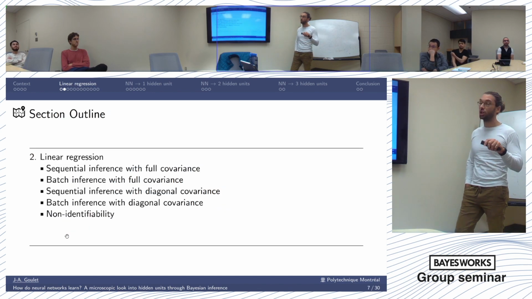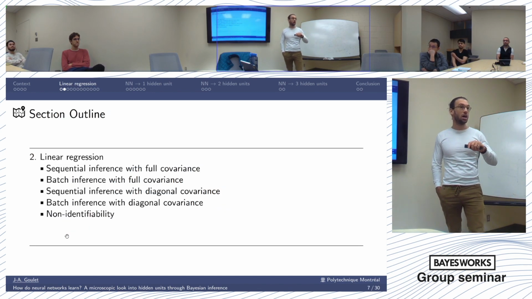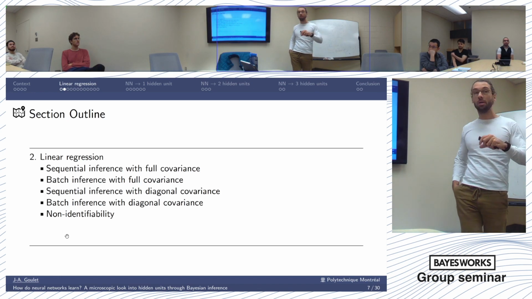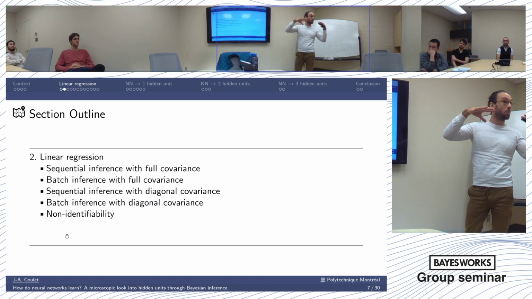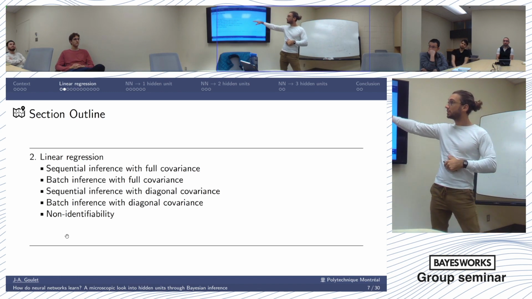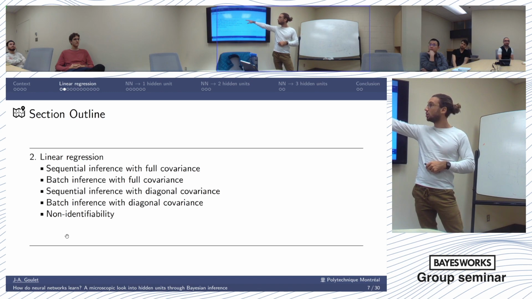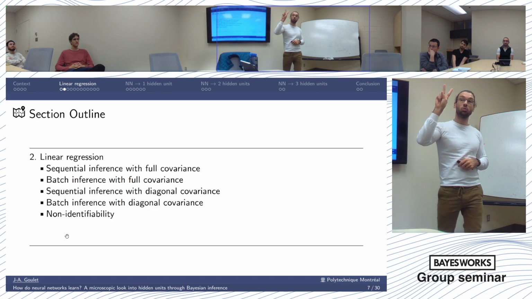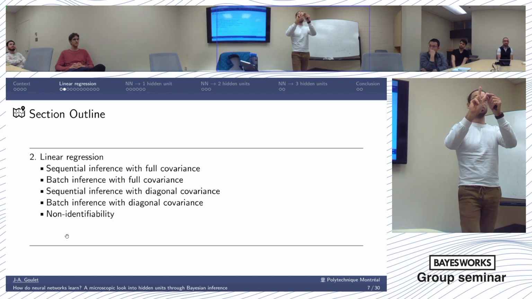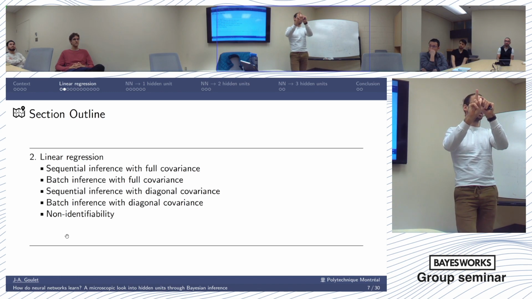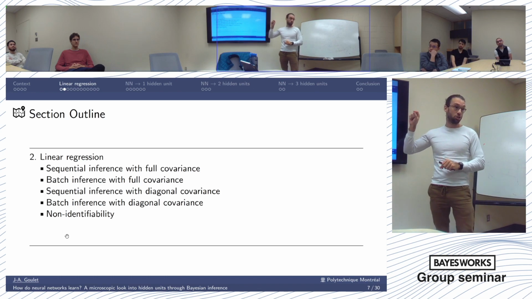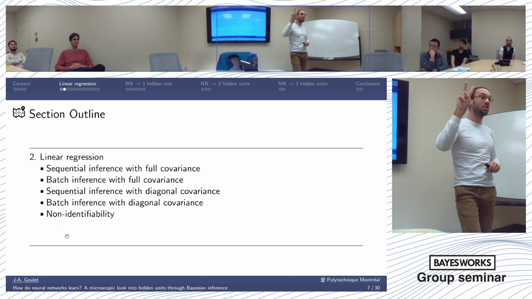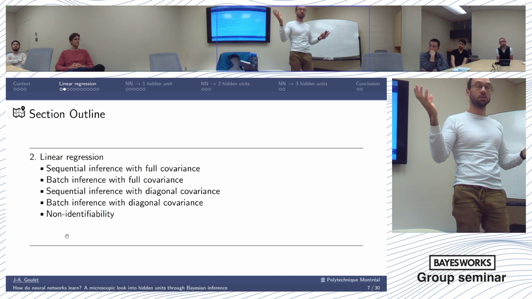Before looking at this, we're going to look at many possible contexts where we can explore this problem with more and more simplifying hypotheses along the way. The first thing is sequential inference with full covariance. We have two observations, so we observe one observation, then the second one. This is why it's sequential. Then batch: we see the two observations at the same time with full covariance.